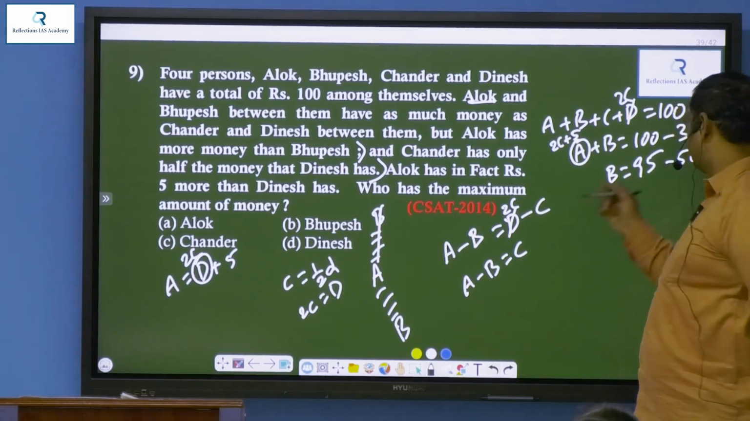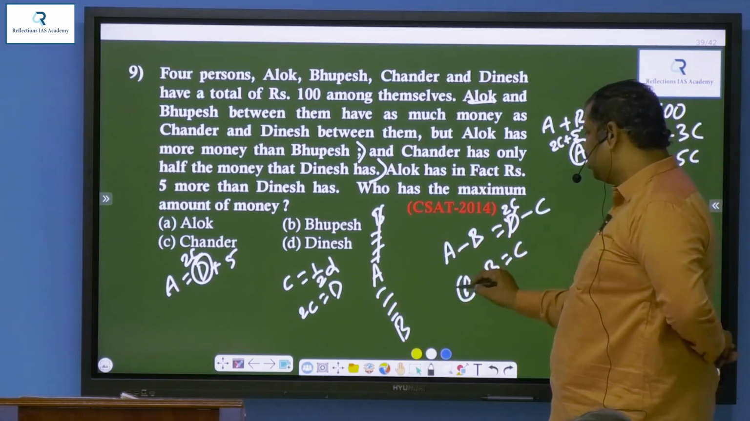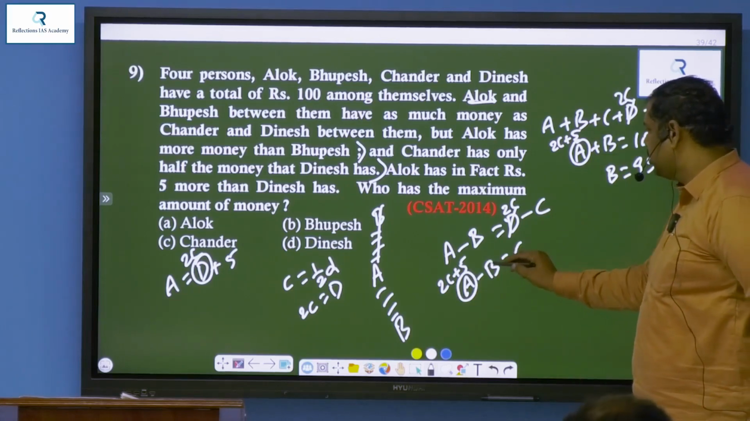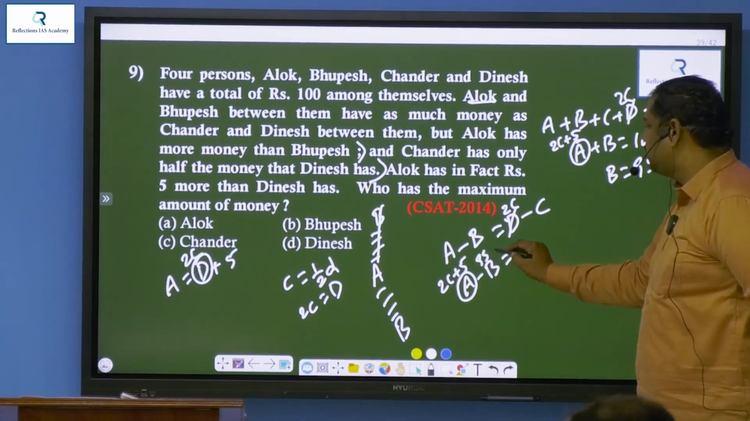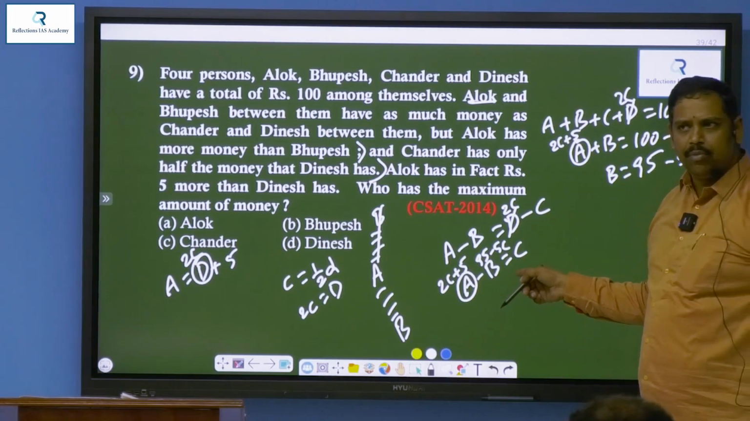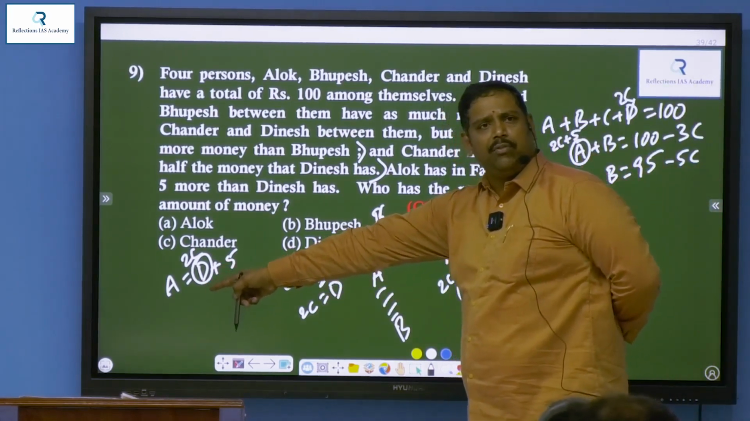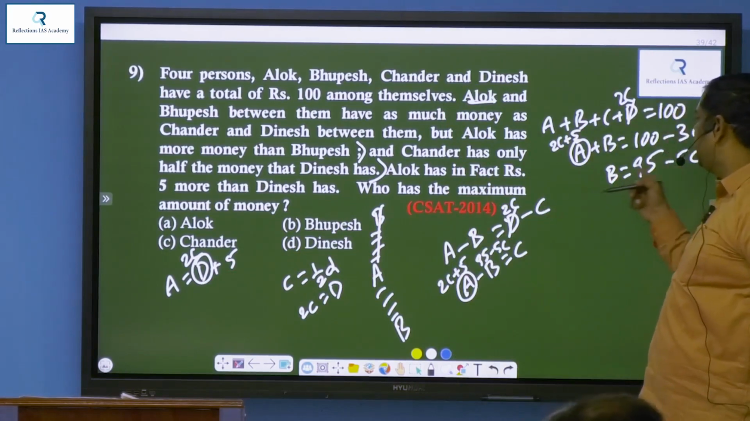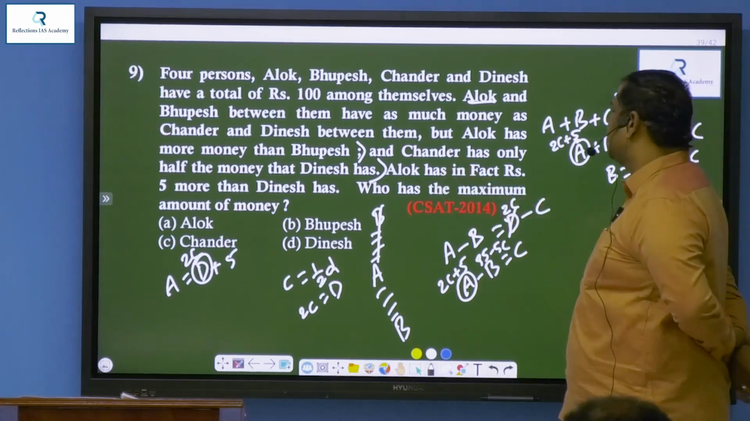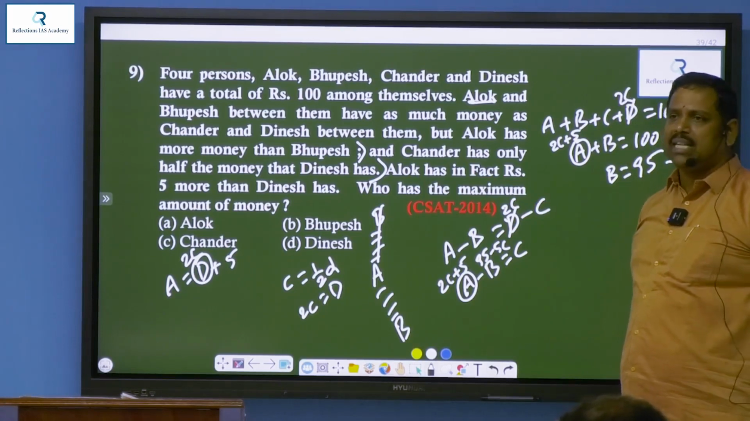B is equal to how much? 95 minus 5C. Substitute the same here. A is equal to 2C plus 5. B is equal to 95 minus 5C. All have only one variable called C. You will get the value of C. If you get the value of C, you will get the value of D. You will get the value of A. If you know the value of A, automatically you will get the value of B also. All the values you can calculate. Let us see what he is asking. Who has the maximum amount of money?